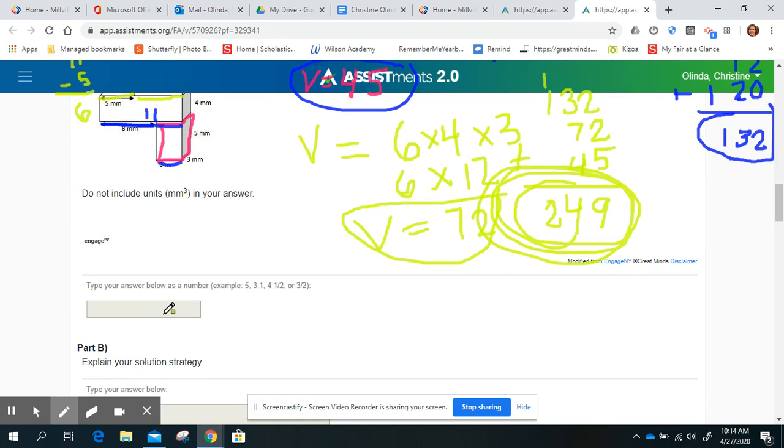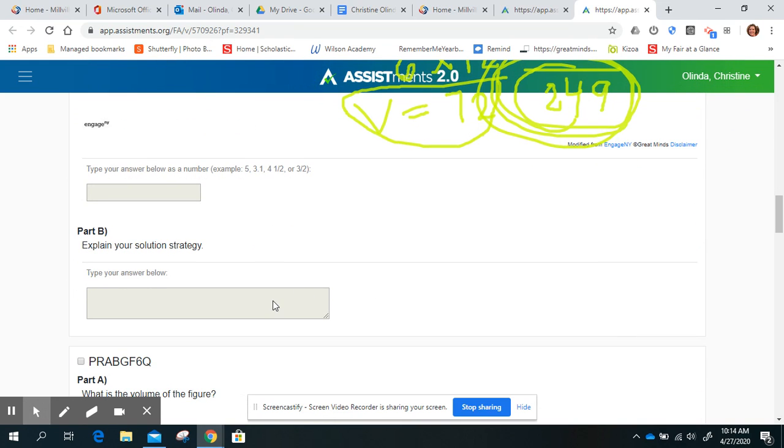So that's what you'll want to type in your answer for C. Again, when you explain your strategy, you'll talk about how you found the volume of each shape and then added the volumes together to get the total volume.